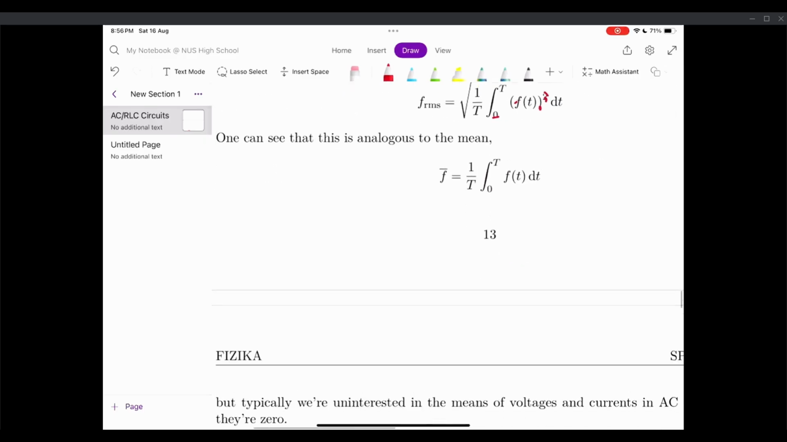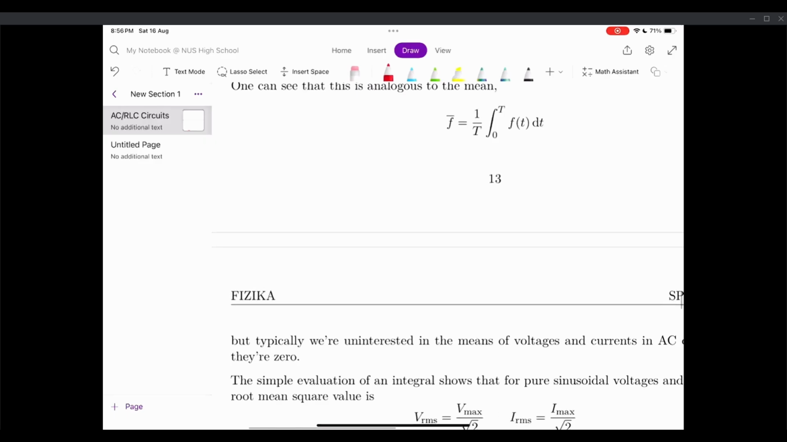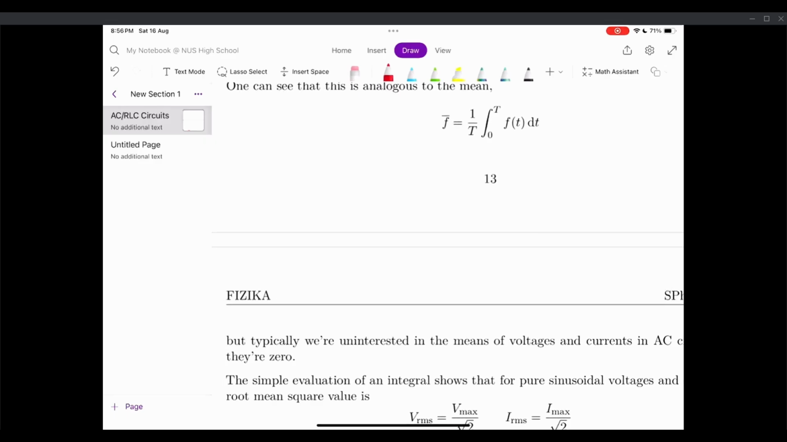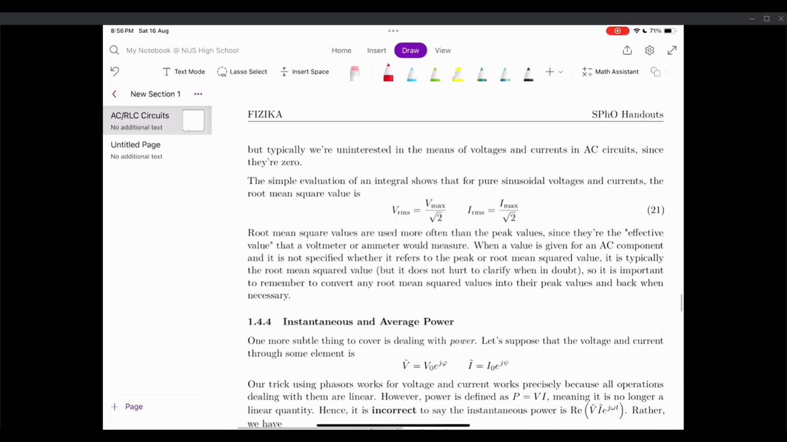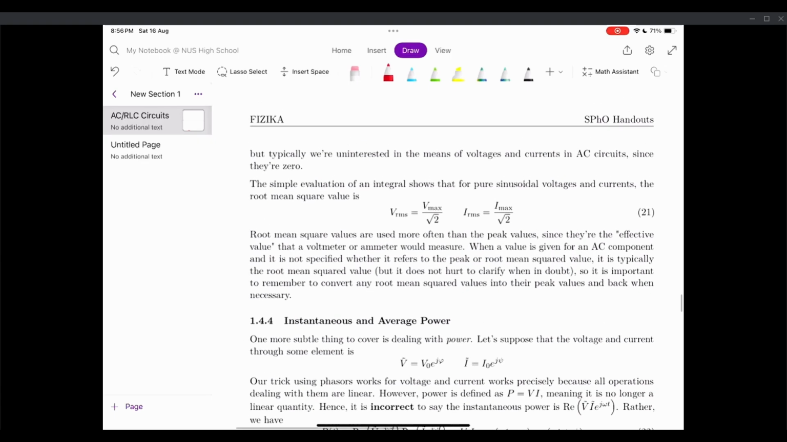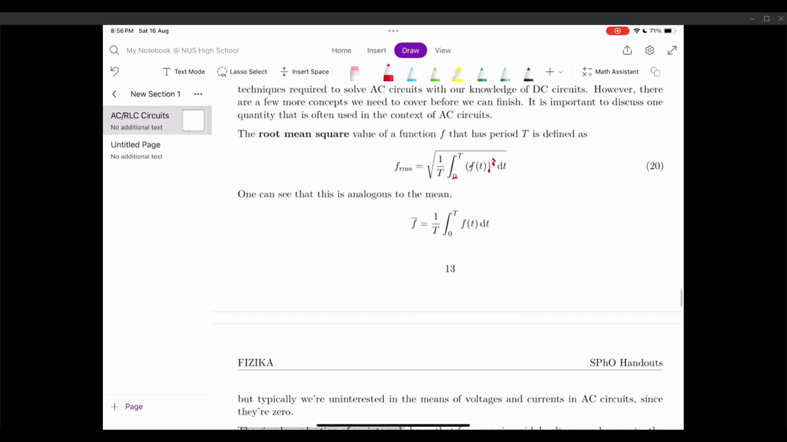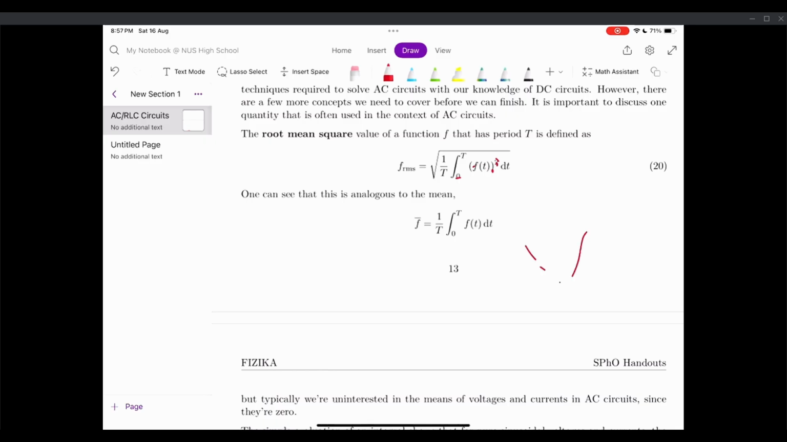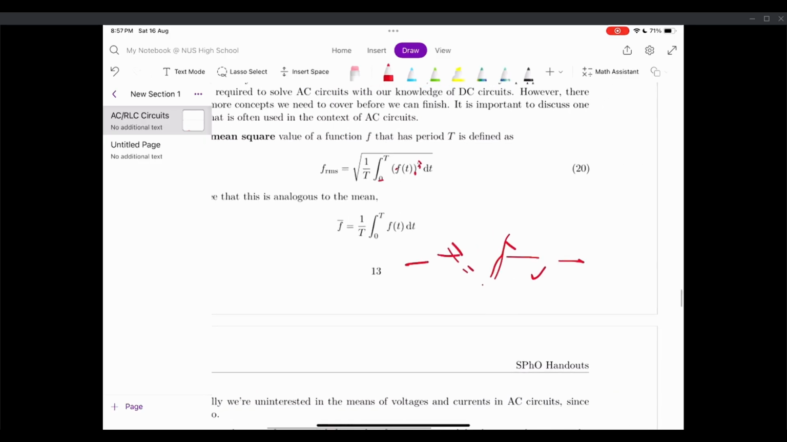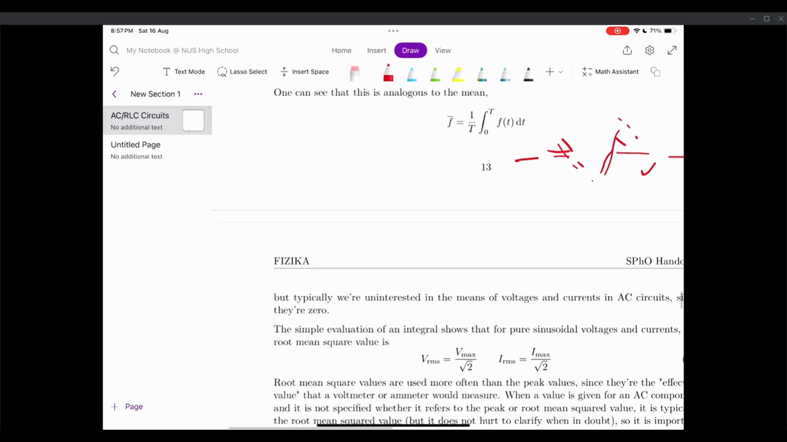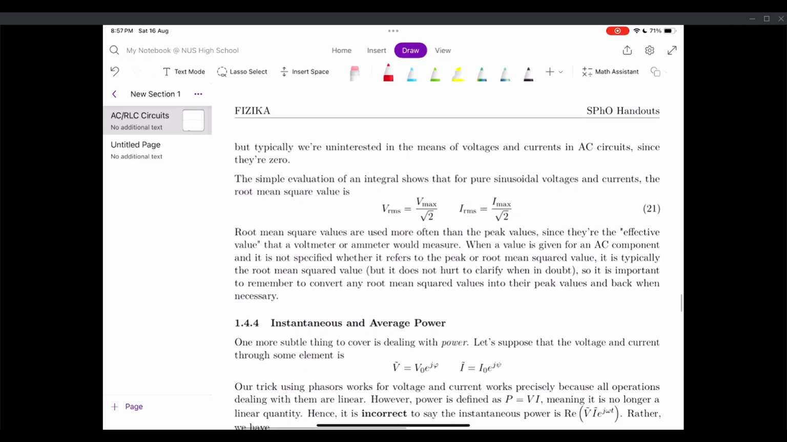The reason we care about this quantity is because usually when you deal with AC circuits, they will sometimes give you root mean square quantities instead. The reason we don't use the mean is because a sinusoidal function averages at 0, but your root mean square does not average at 0, because squaring makes the entire function positive at all points in time. So typically we're uninterested in the means, but we usually care about the root mean square value, and usually they'll give you that value.